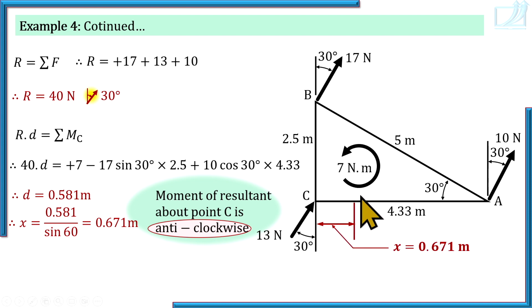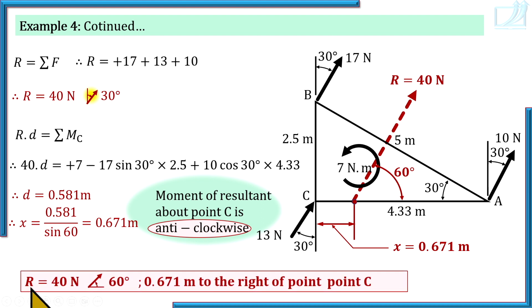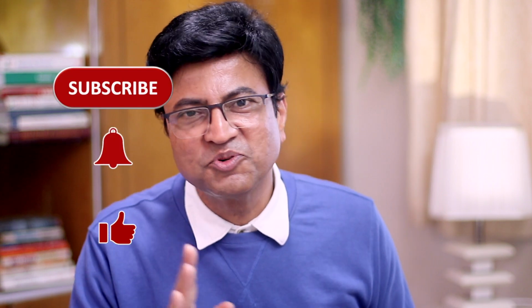From point C, on the right side, I have measured 0.671 meter, horizontal distance 0.671. At this point, we'll show the resultant 40 Newton at an angle of 30 degrees with vertical or 60 degrees with horizontal. And write the answer properly. R is equal to 40 Newton, rightwards upwards at 60 degrees with horizontal and 0.671 meter to the right of point C. So that's it. It's very easy to find the resultant of a parallel system of forces in a plane.